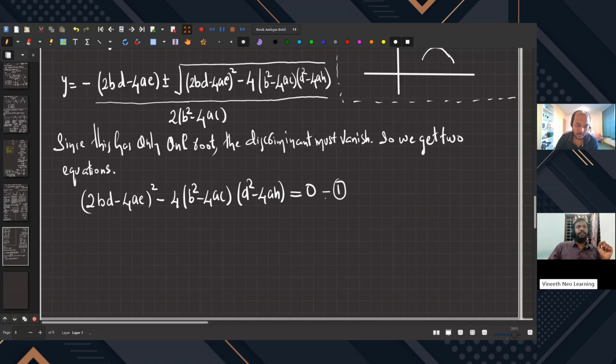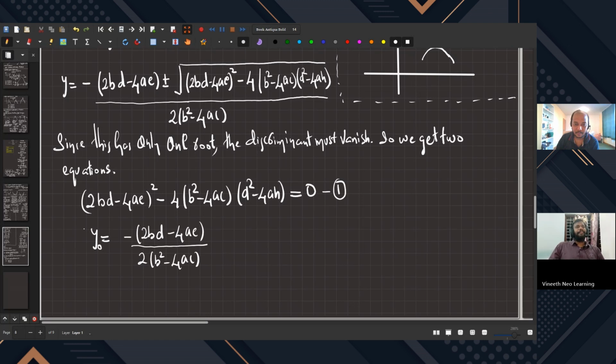And we have y equals (2bd minus 4ae) divided by 2 times (b squared minus 4ac). This y is actually y naught, the solution. This is equation number 2.